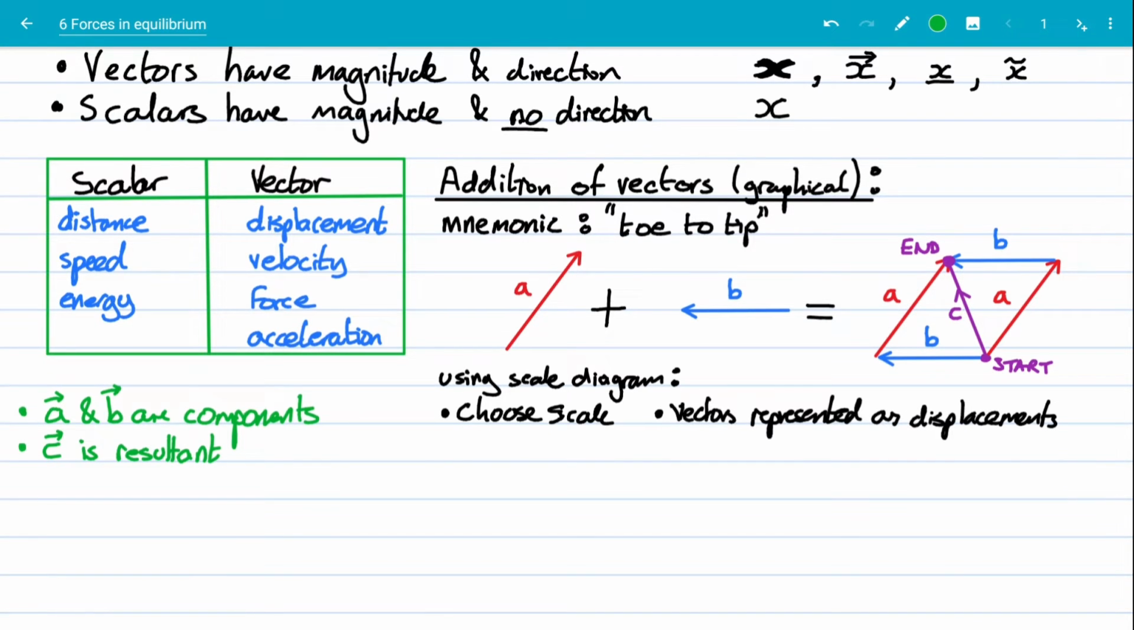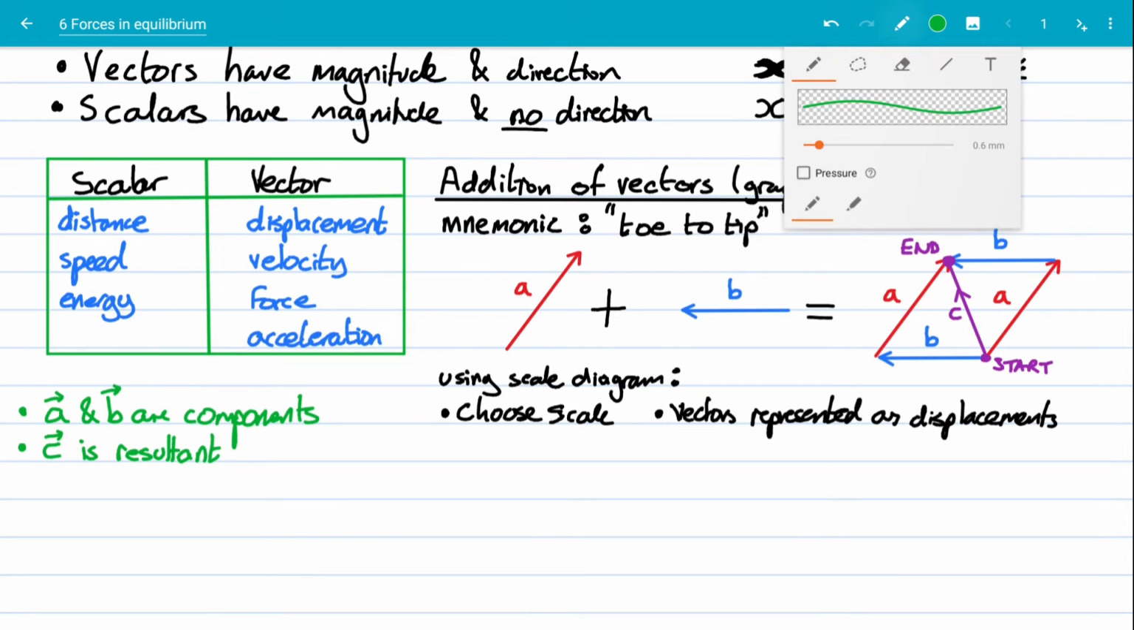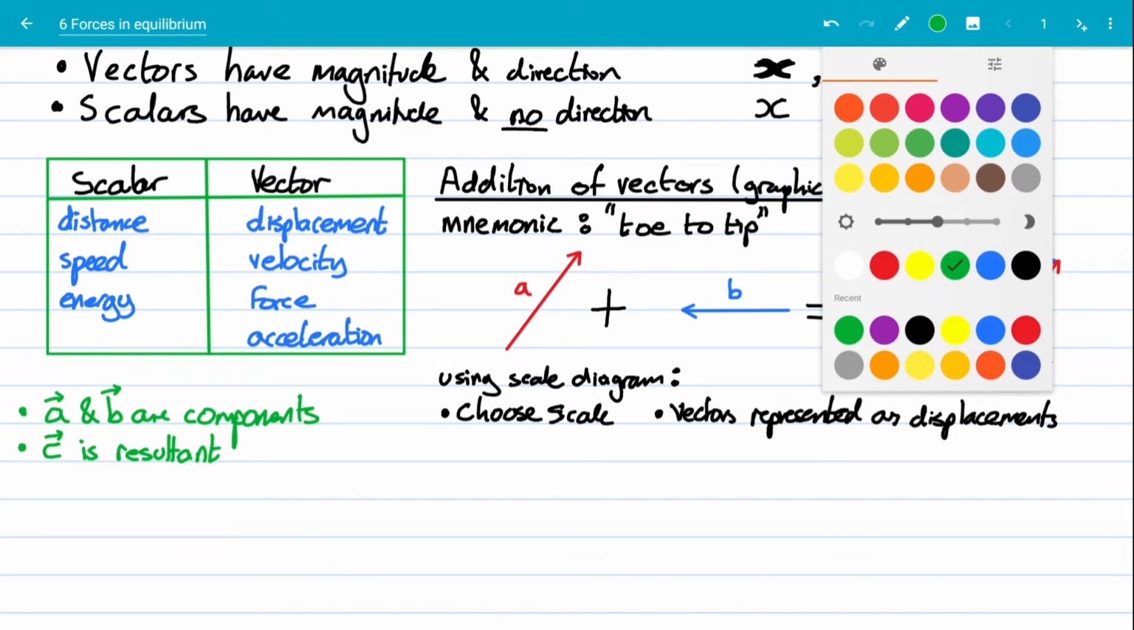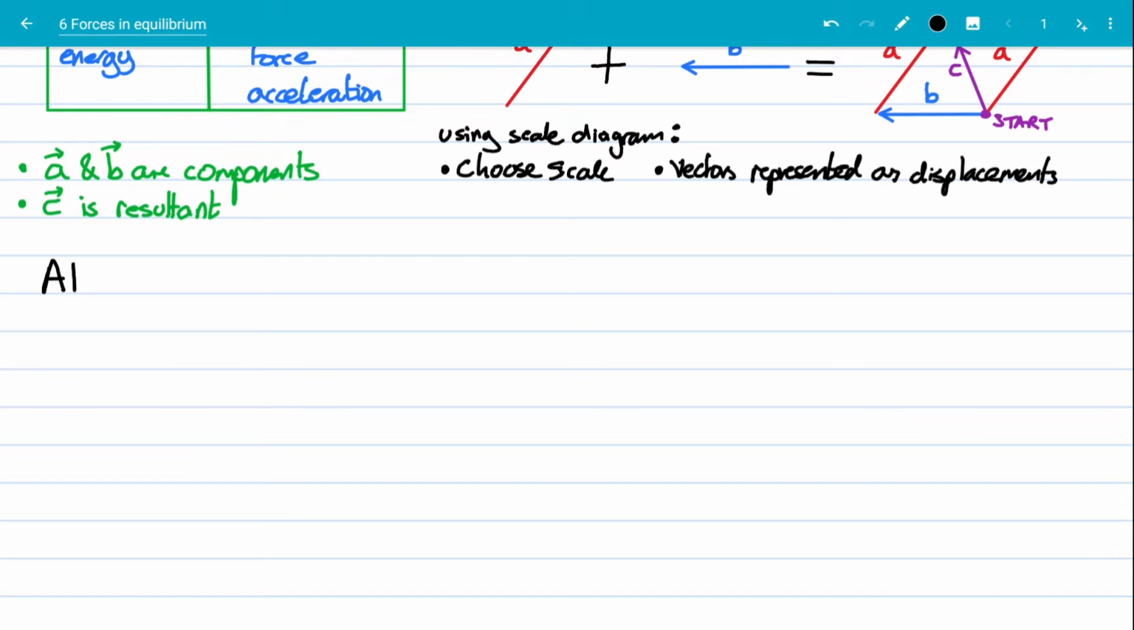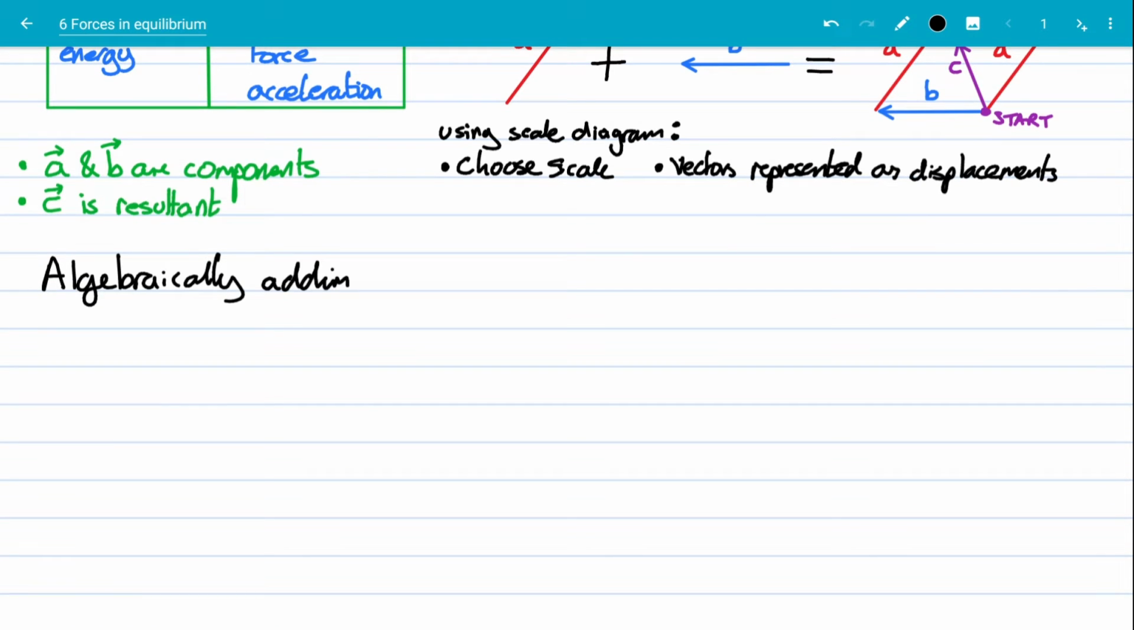And notice that A and B don't have to be perpendicular. Now, if A and B are perpendicular, we can use some very simple trigonometry. If A and B are perpendicular, it's very straightforward. So let's say algebraically adding two perpendicular vectors. Algebraically, I think that's how you spell it. Could be wrong. Adding two perpendicular vectors. And we're going to use trigonometry.